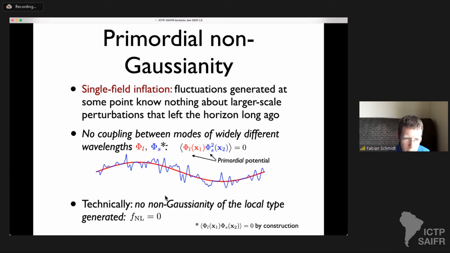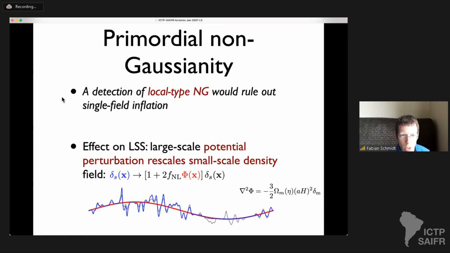So an example is here, right? If you have local type non-Gaussianity, in this case with a positive sign, the gray line now shows what I showed before, and the blue line is with non-Gaussianity. Then in the peak of the long wavelength perturbation, there's a much bigger amplitude of fluctuations than in the trough. Here the effect is exaggerated, but you can see in the trough there's basically no small scale fluctuations, and here they're very large.